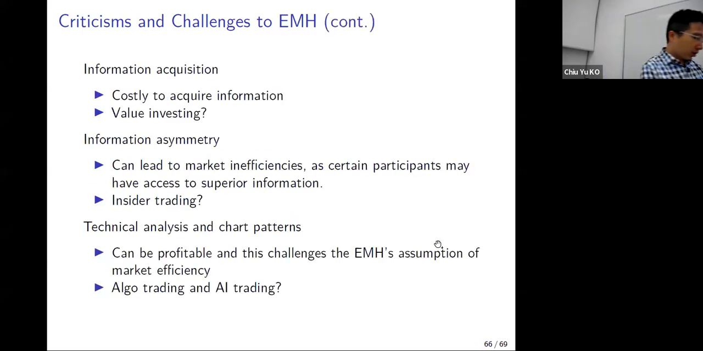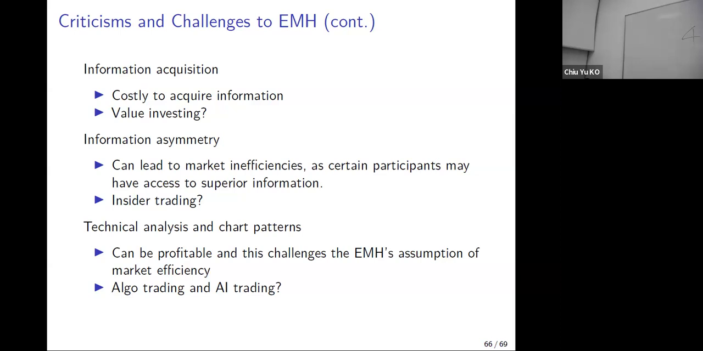So what are the criticisms, right? And I will end very soon, so don't worry, I'm over time. The criticism of the EMH is that it is costly to get information, right? Because if you want to know how a stock is doing, you have to spend resources and effort on that.